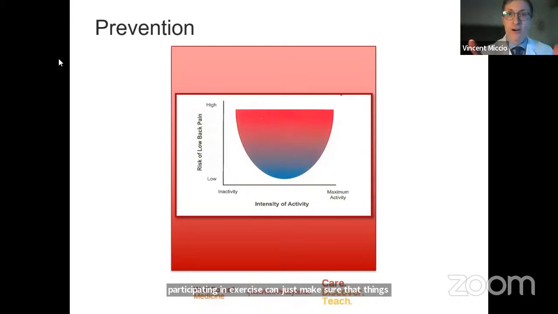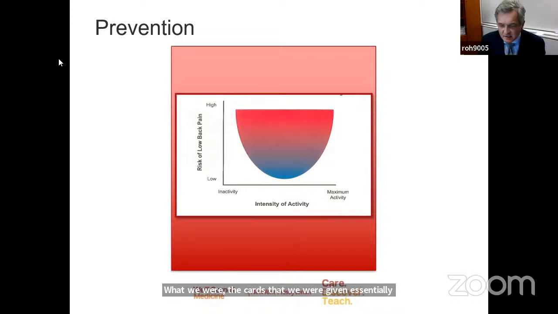All right, great. So I think that makes sense. A lot of it is common sense. Exercise is better than no exercise, of course.